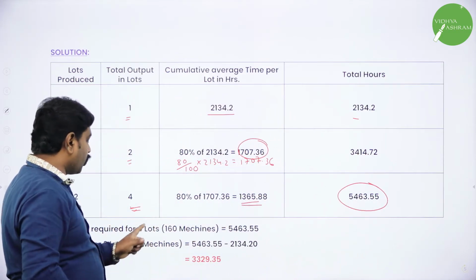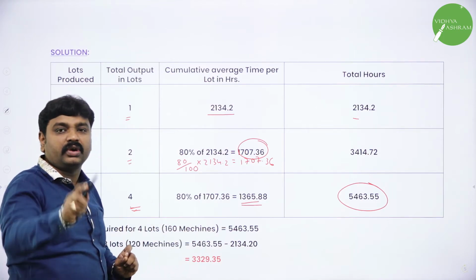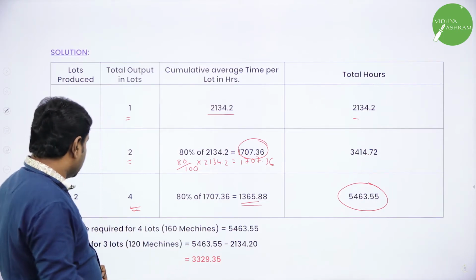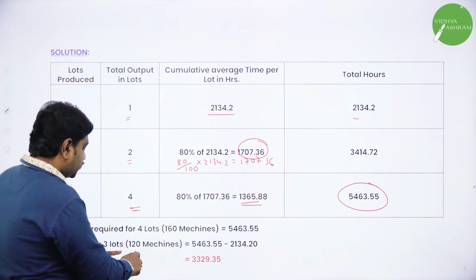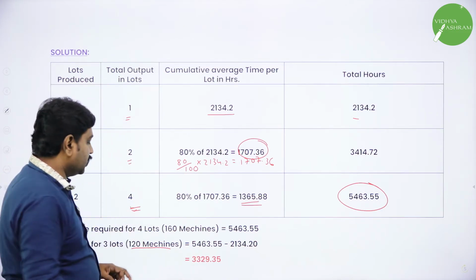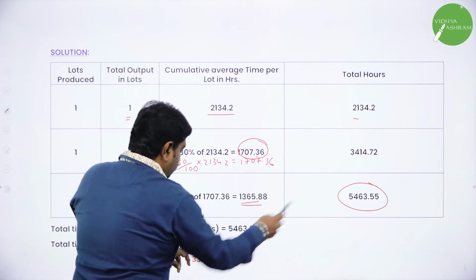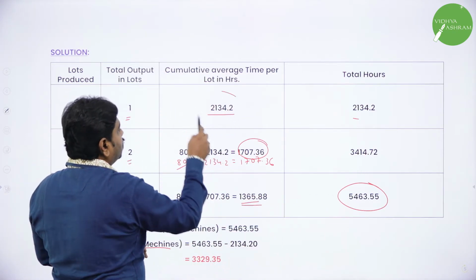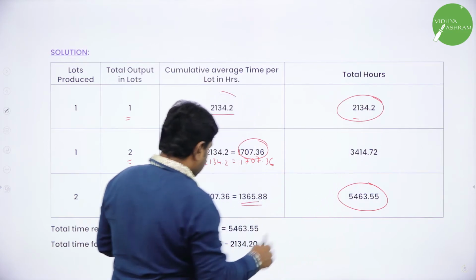4 lots means what? 160 machines. But you need time for what? 120 machines. So time for 3 lots. 3 lots means 120 machines, which is 4 lots minus 1 lot. So 4 lots time you have here, minus 1 lot. 1 lot means the first lot. First lot, what is the time? This. So subtract this.